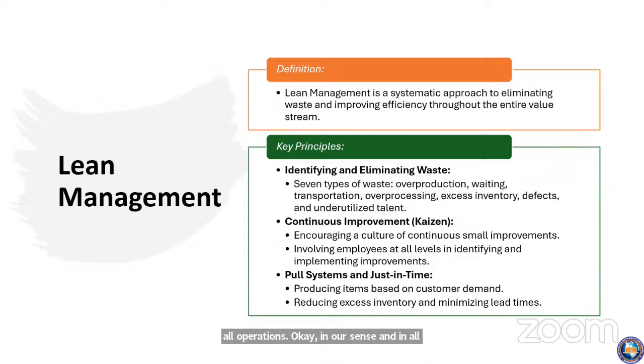All right. Now, you have the other one of continuous improvement, which is Kaizen. Kaizen is a Japanese word, and the closest word to explain it is continuous improvement. Now, it means encouraging a culture of continuous small improvement and involving employees at all levels in identifying and implementing improvement. I would like you to go and read about the history of Toyota.